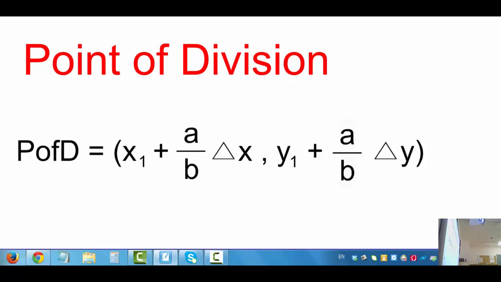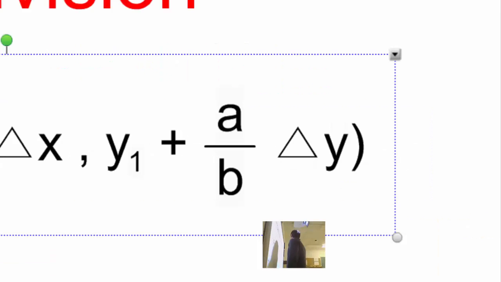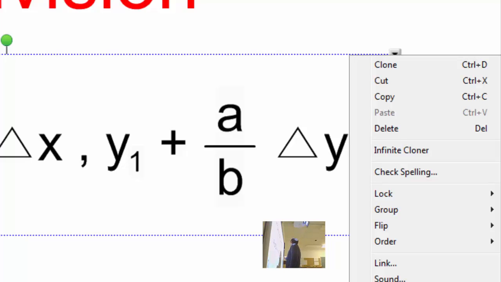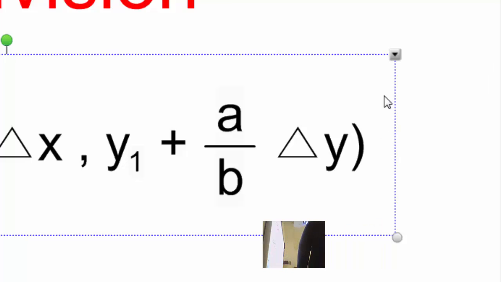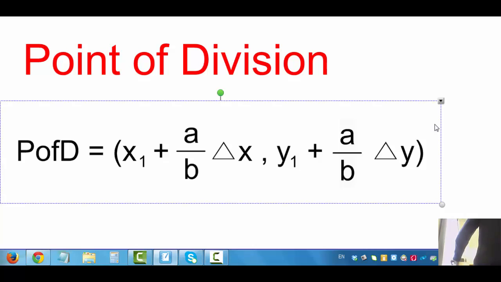Okay, here is another example about point of division. You must all have this formula. So I'm going to use this formula. Let me just copy it without looking at the question, because I know the question is about point of division.